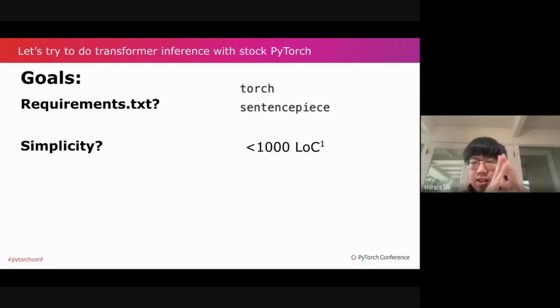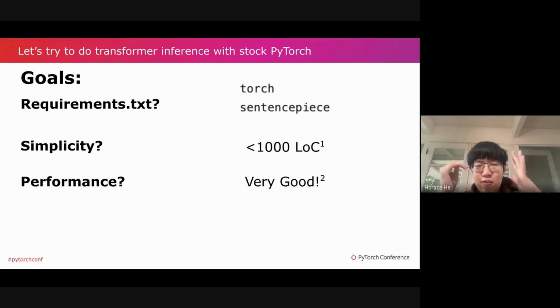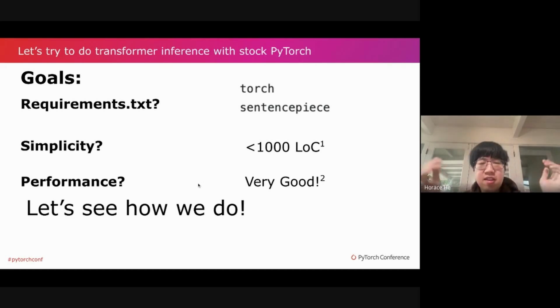We'll try to aim for less than 1,000 lines of code total, and only Python. And finally, we'll try to aim for very good performance, however that's defined. And so let's see how we do at these 3 goals.